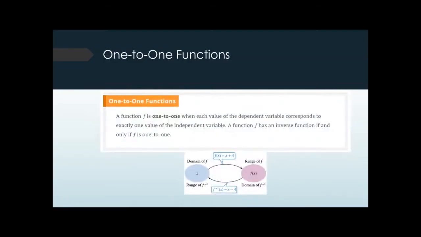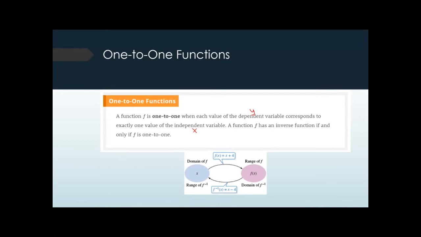To understand inverses and to be able to find the inverse, you need to understand one-to-one functions, because you can only find inverses of functions that are one-to-one. So a function is one-to-one when each value of the dependent variable, that's y, corresponds to exactly one value of the independent variable, x. And it has to be a function, which means each x goes to one y.